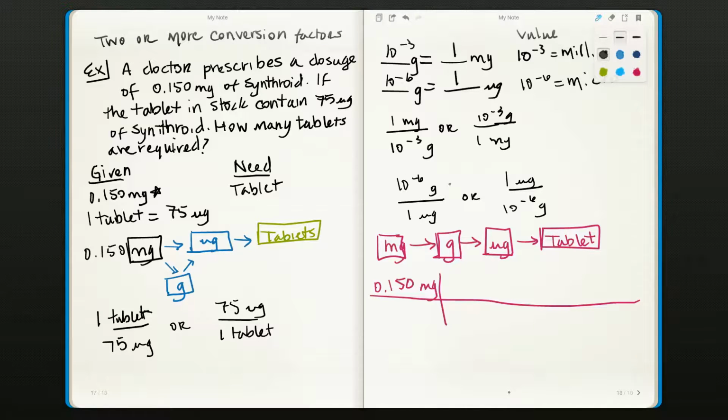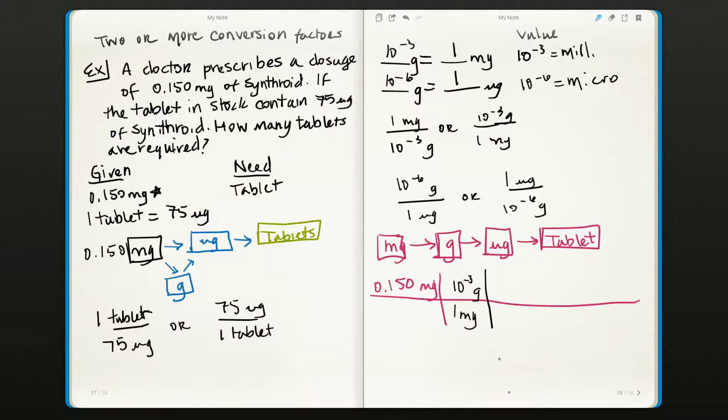Which one you use will depend on what's in your numerator. Because milligrams is in your numerator, you need milligrams in your denominator. So 1 milligram over 10 to the negative third grams. Okay, now because we're going to have to do multiple conversions, we're going to divide the railroad again and keep going. So now we have grams, and we need to go to micrograms.